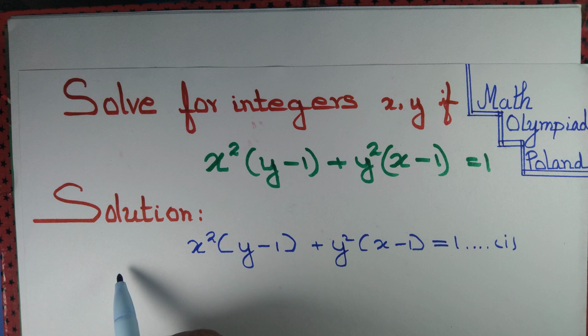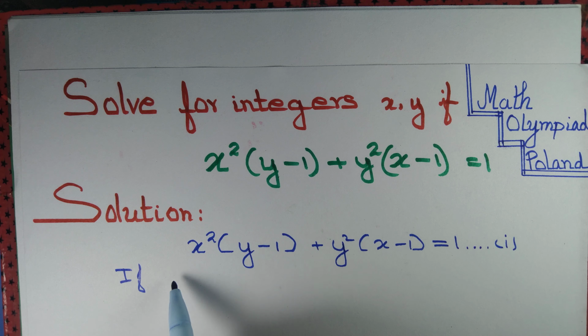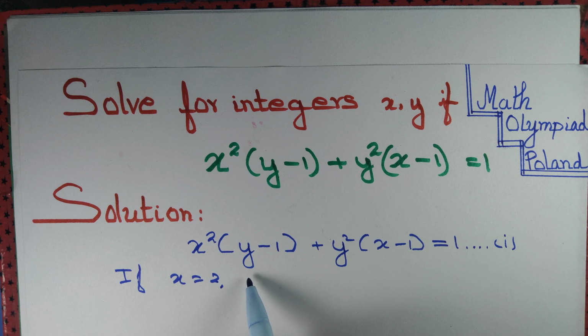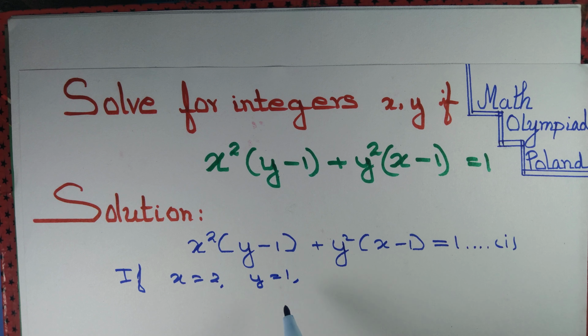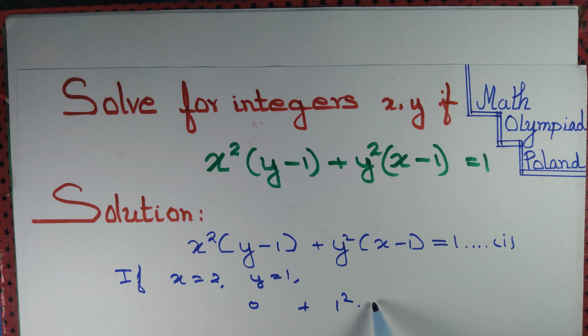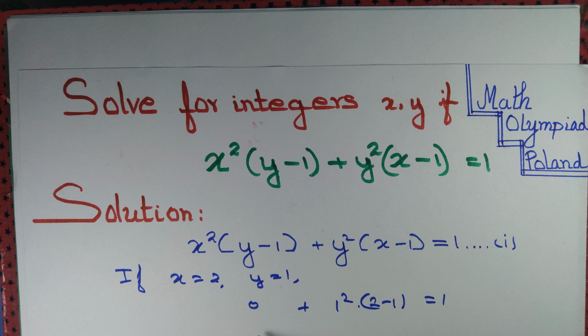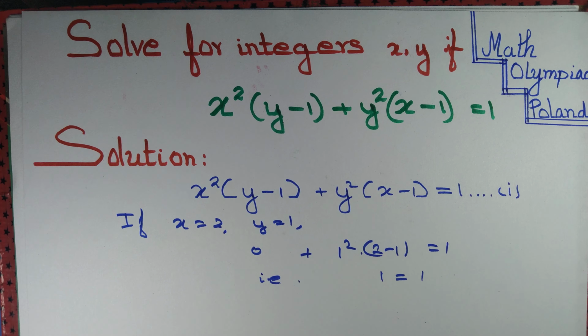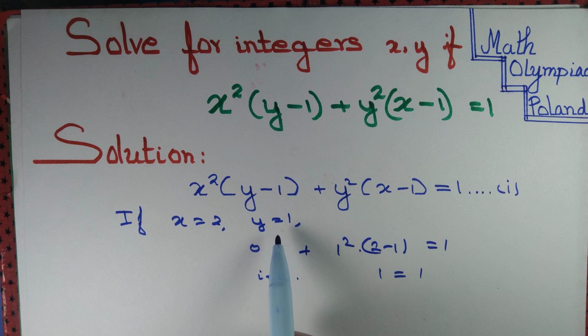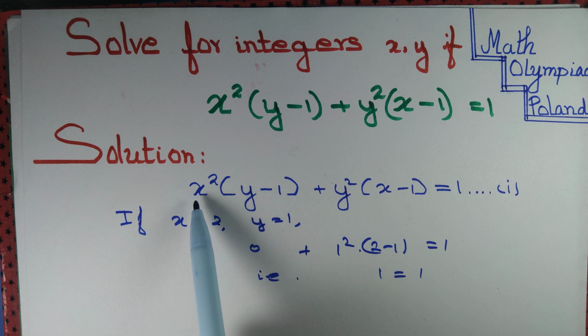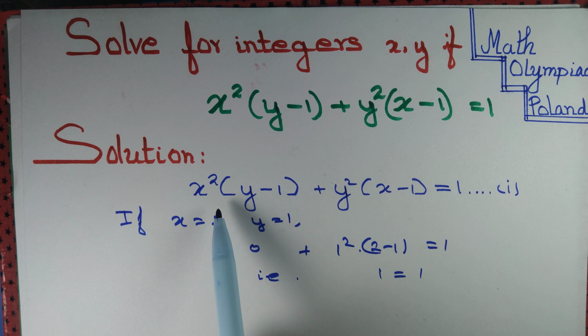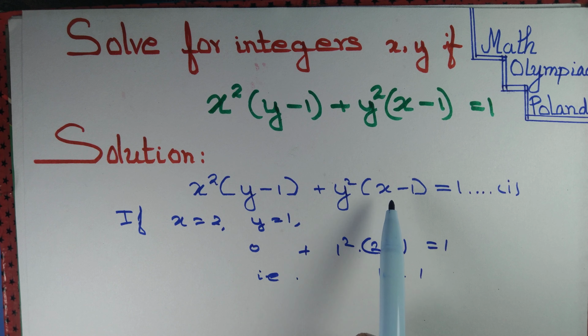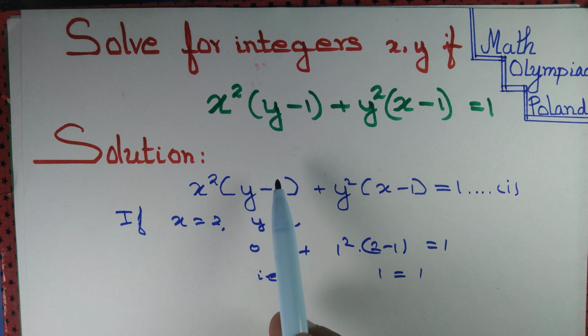Observe that if you take x equal to 2, y equal to 1, then you get 0 plus 1 squared times (2 minus 1) equal to 1. That is, 1 equal to 1. So clearly x equal to 2, y equal to 1 is a solution. Further, if you interchange x and y, then you get the same answer, right? The left hand side does not change.